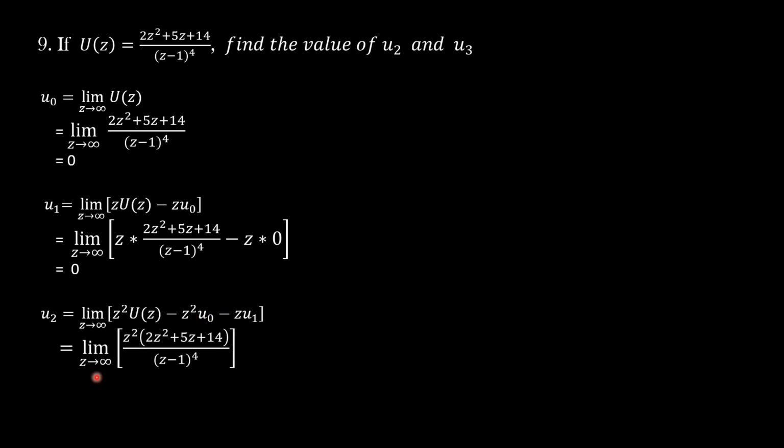limit z tends to infinity 2z to the power 4 plus 5z cube plus 14z square divided by z minus 1 whole to the power 4. Take z to the power 4 outside from the numerator as well as the denominator so that you can cancel the term which is giving trouble to apply the limit. After applying the limit, the value of u2 becomes 2.